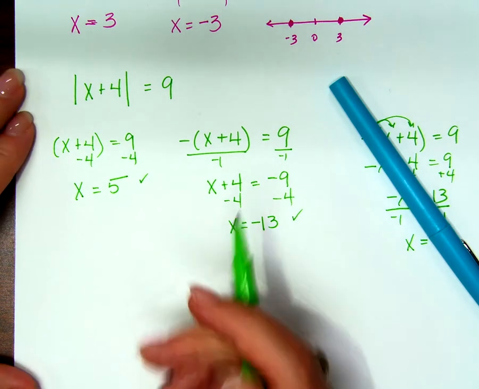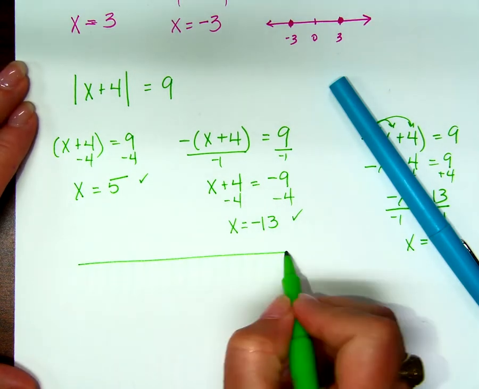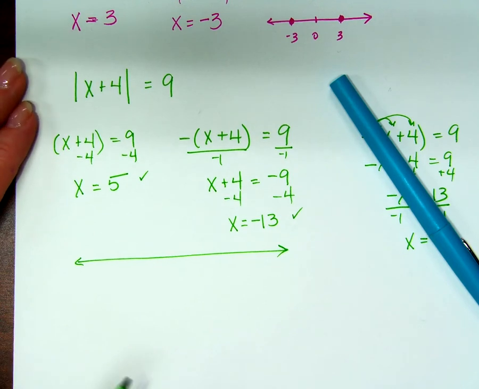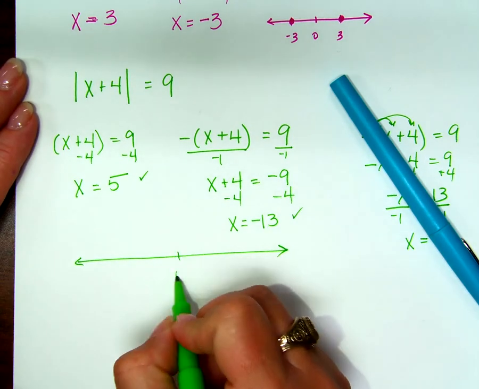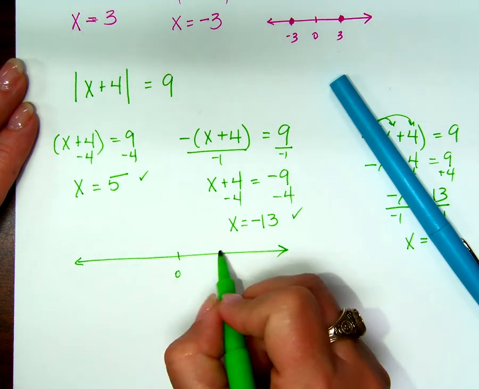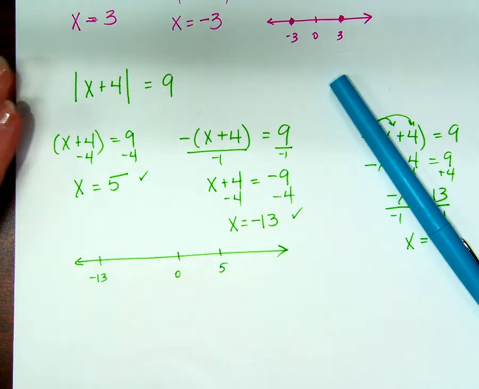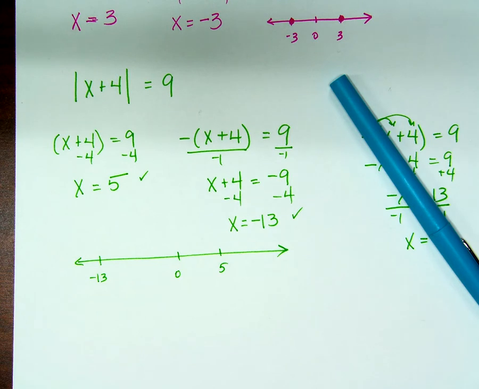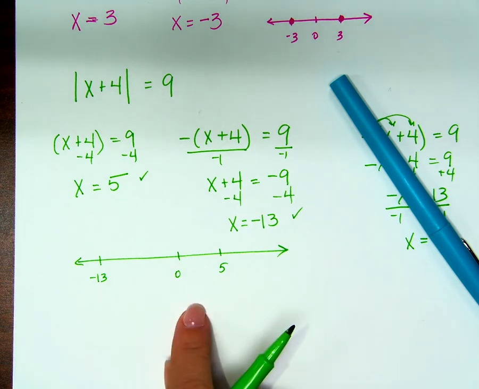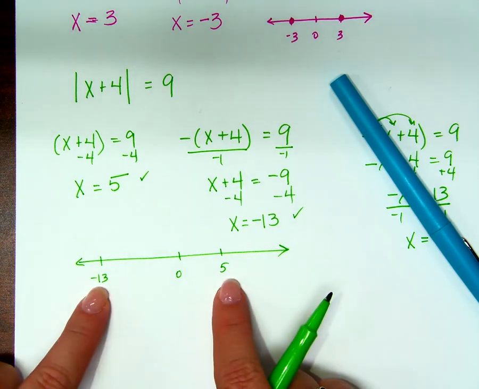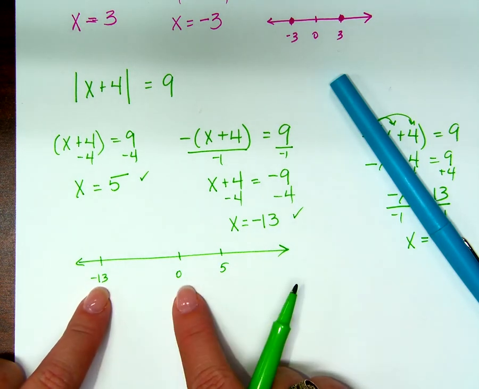Now I need the graph. Okay, do you want to see a good example of a graph or a bad example of a graph? A good, okay. If I want a good, there's 0, there's 5, there's negative 13. Why is that a good example of a graph? I've got my 0 for sure. Do I have the 5 on the correct side of the 0? Do I have the 5 and the negative 13 an equal number away from 0?